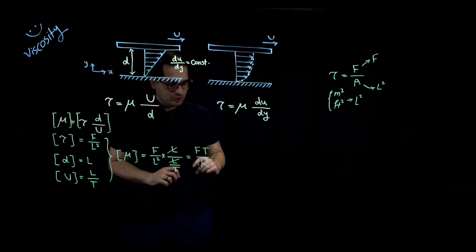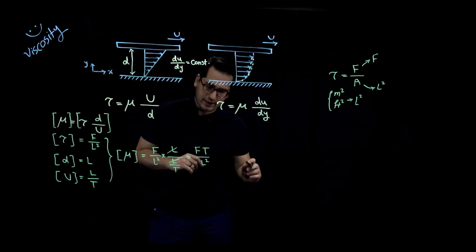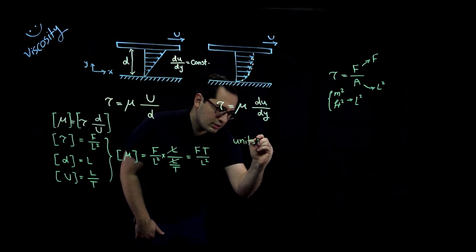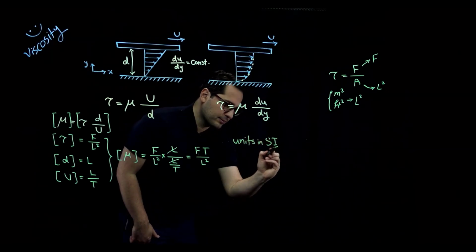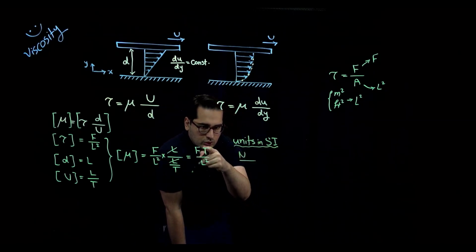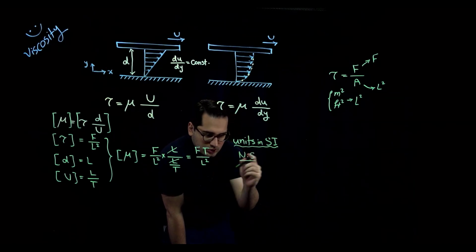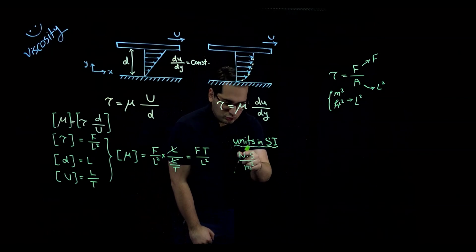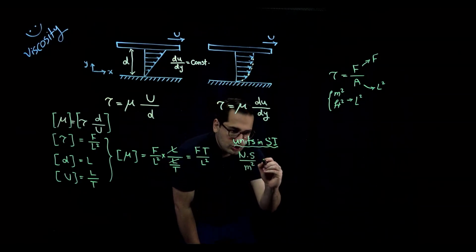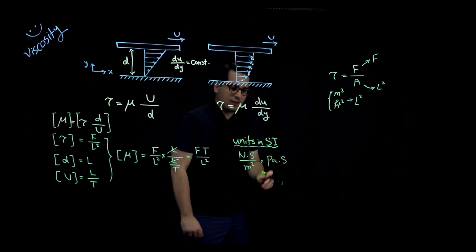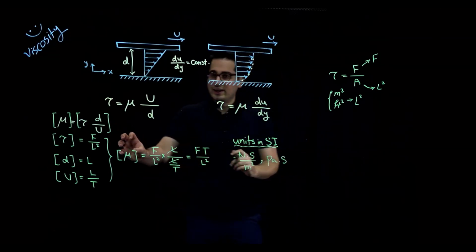Now, if I ask you what the units are for that, you're going to find the units in SI, the International System of Units. You're going to tell me that the unit of force in SI is Newton, the unit of time is second, and the unit of length is meters, squared. So this is the units of dynamic viscosity. Another thing that I know is that Newton divided by squared meter is called Pascal. So I can also write this as Pascal second. This is the standard SI unit for dynamic viscosity.